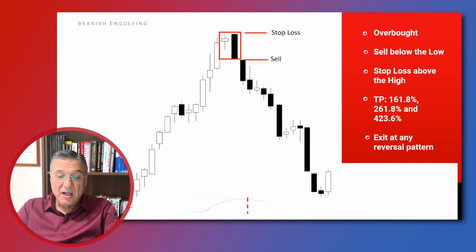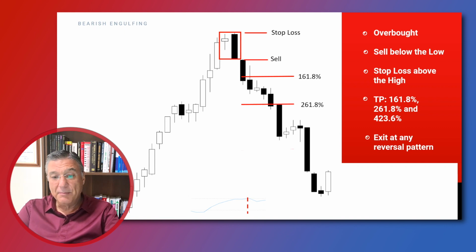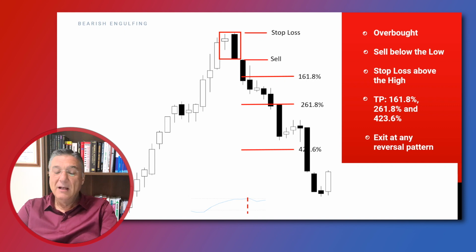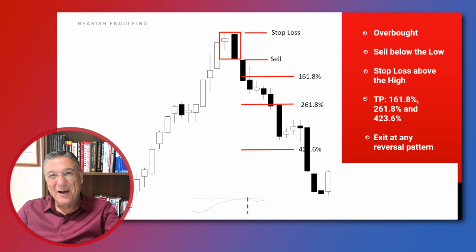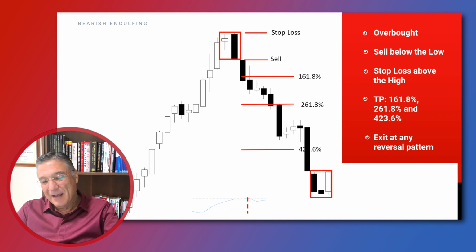Now we can use the 161.8 Fibonacci extension to book some of our profits by closing part of the trade, and then another part at 261.8%, and of course another part at 423.6%. We close the remainder of our trade anytime we identify a reversal in the opposite direction, and this is the case here with the morning star at the end of this downtrend. Good. So in this strategy, we combine the candlesticks, the oscillator, and the reversal pattern, if you wish, to exit the remainder of our position.